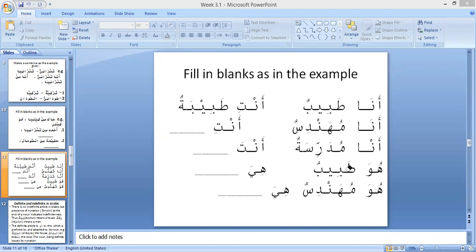Huwa tabib. What is huwa tabib? He's a doctor. Good. Now here becomes what? Hiya tabibah. Yes, hiya tabibah. You add ta marbuta for it to be feminine. Huwa tabib, he's a doctor. Hiya tabibah, she's a doctor.